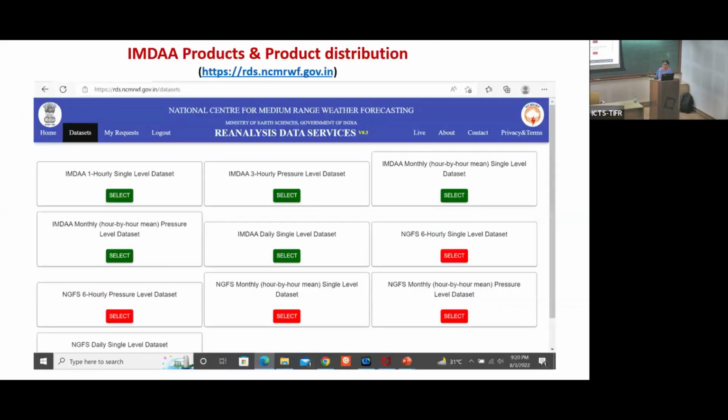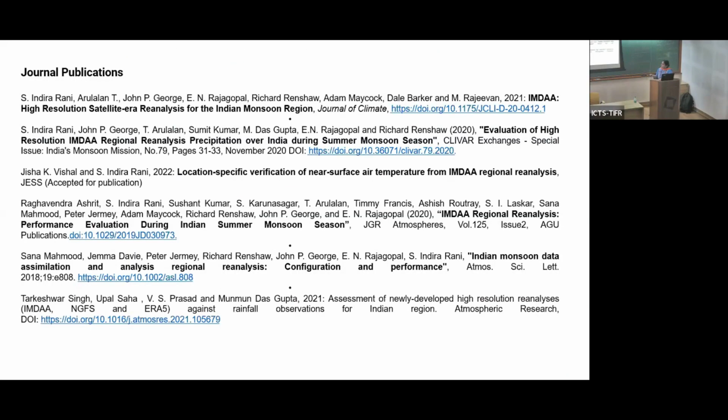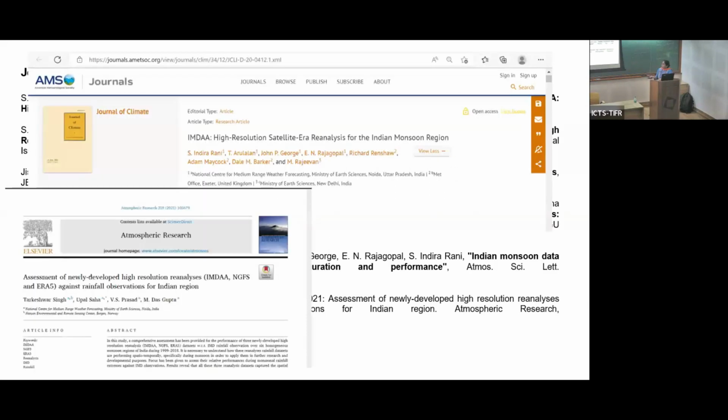Yesterday we were discussing this, this is the site and these are some of the publications, and you can see that we have a lot more publications. This is the one comparing the three reanalyses, IMDAA, NGFS and ERA5, against the rainfall observation over the Indian region.